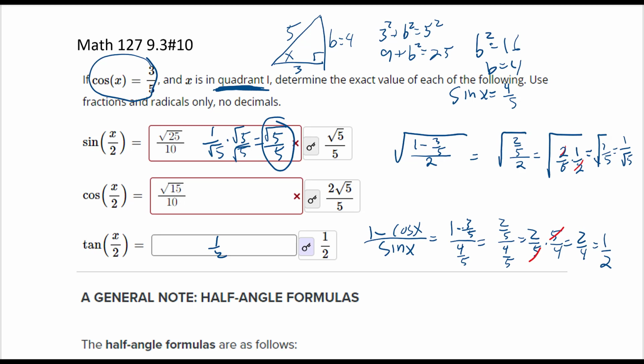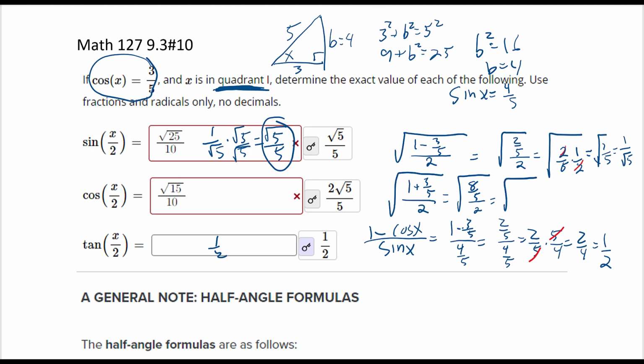Now the second one is very similar. It's the square root of, and again it's going to be positive because it's first quadrant, because half of something in first quadrant is still in first quadrant. Here we have 1 plus 3/5 over 2. That's going to be 5/5 plus 3/5, which is 8/5, over 2.